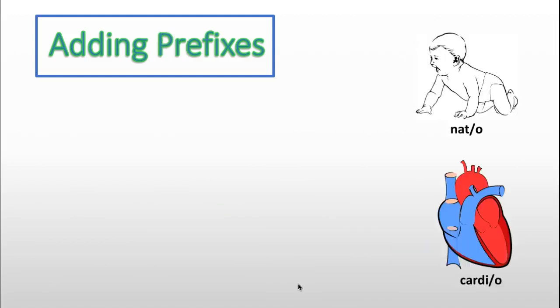Now let's look at some prefixes, and we will use the roots gnat and cardi. The first prefix is pre, and this means before. If we add this to the root gnat, we get prenatal, which means anything related to the time before a baby is born.